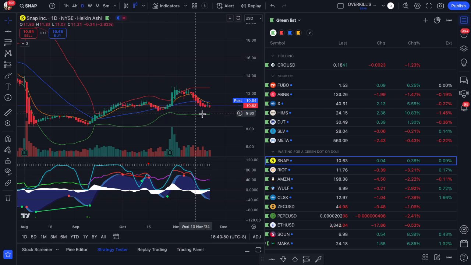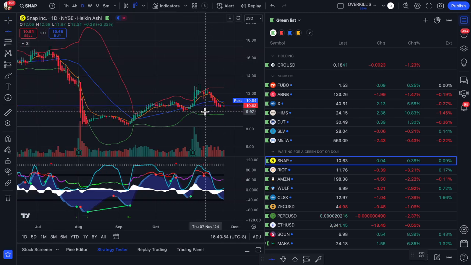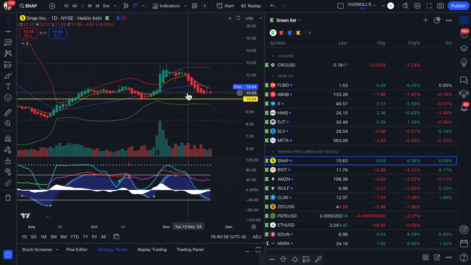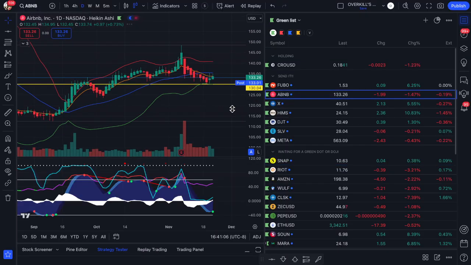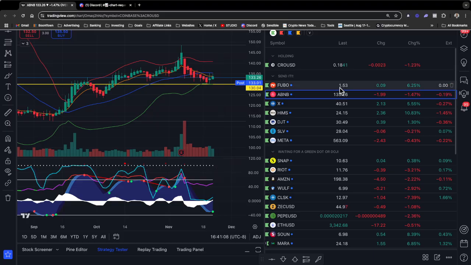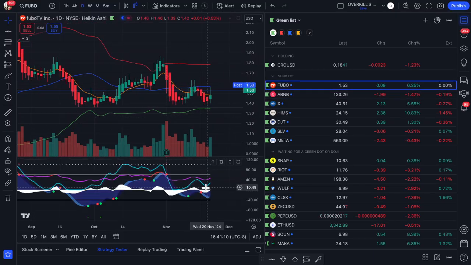Just watch, we got the first green candle yesterday. It sold off a little bit today. I don't see this one going lower than $10. I don't see it breaking $10. I really like Snap. That's probably my favorite stock play as of right now. Airbnb looks good too, and also Fubu. I like Fubu too.